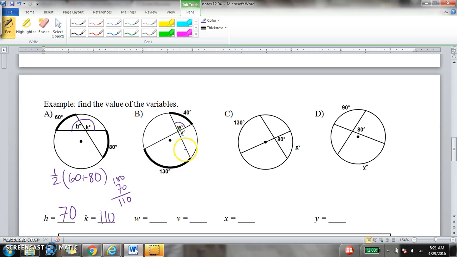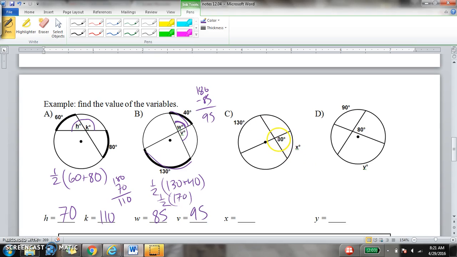All right, for this next one, starting with W, we have to add the intercepted arcs and then take half of it. So 130 plus 40 is 170. Half of that is going to be 85. And then again, if W is 85, V is supplementary to it, so 180 minus 85 leaves me with 95.